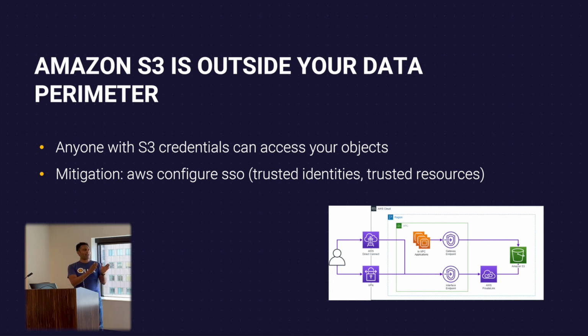What does that mean? If I have an S3 key secret pair, if I have an AWS key secret pair and it allows me to get object on that bucket, I don't have to be on the VPN. I can still gain access to that bucket. There is a little bit of a mitigation here.